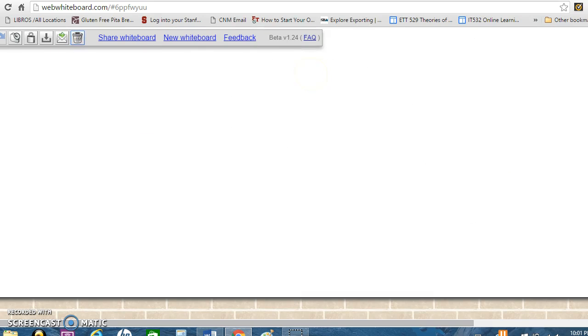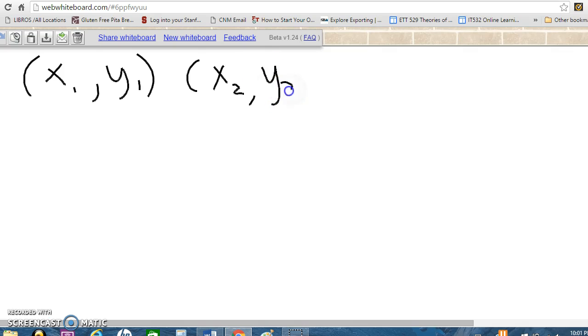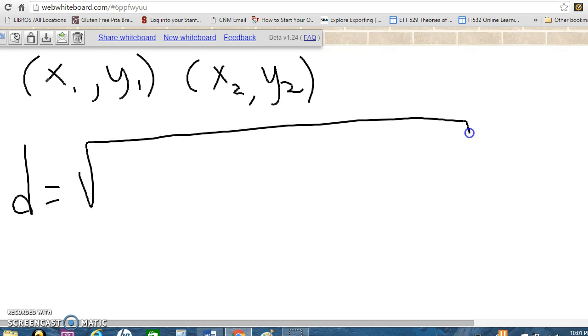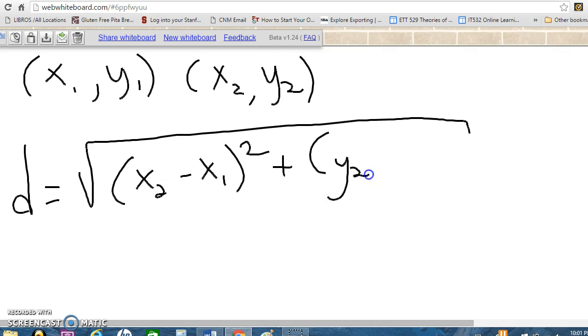Last but not least, and hopefully I will have time to finish it, is the distance formula, which is, if you have 2 points, let's say x1, y1, and x2, y2, and you want to find the distance between those 2 points, it's just going to be the square root of (x2 minus x1) squared plus (y2 minus y1) squared.